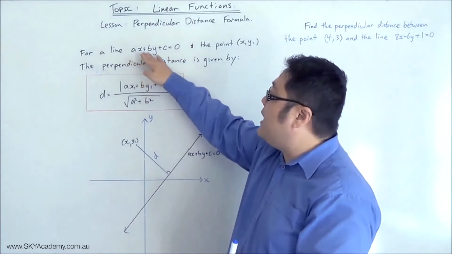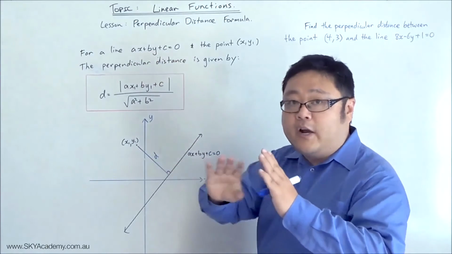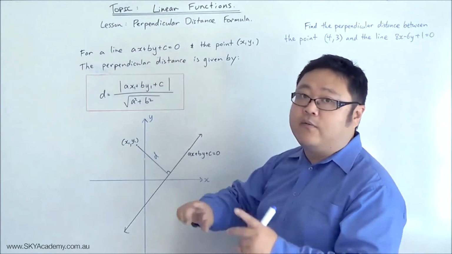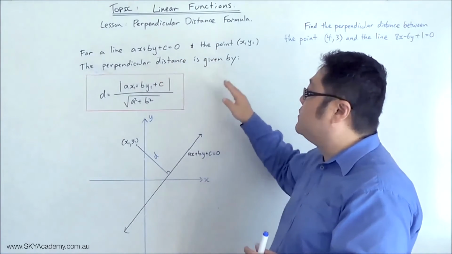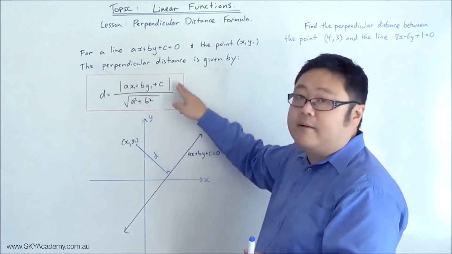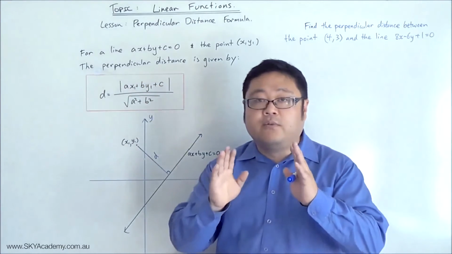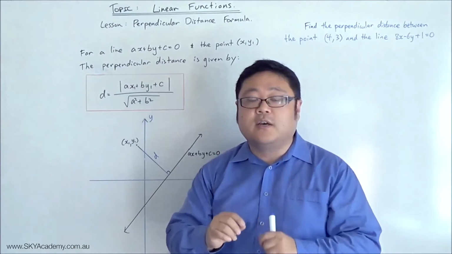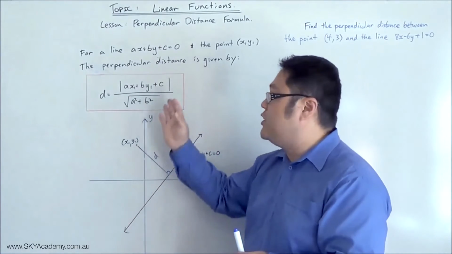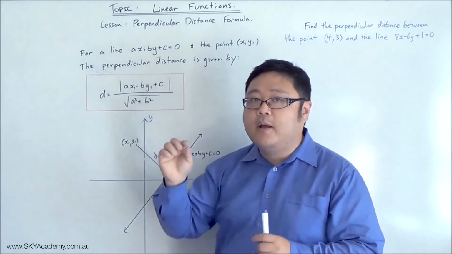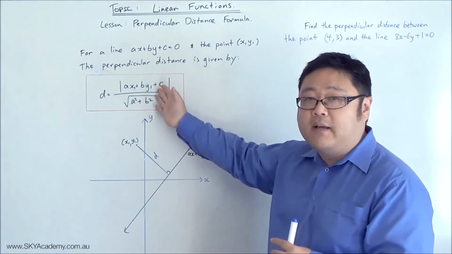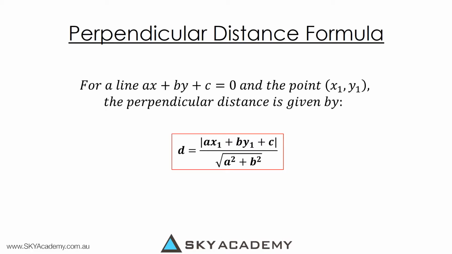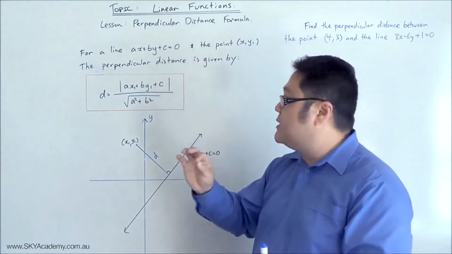For a line ax plus by plus c, so a line in general form, if it's not in general form you need to put it in general form, and a point x1, y1, the perpendicular distance will be given by that formula. For the extra studious students, I will do another video showing how I came up with this formula, but for this episode I just want you to know that this is the formula, and we're going to do a question where we use it so you can get a feel for how it's used.